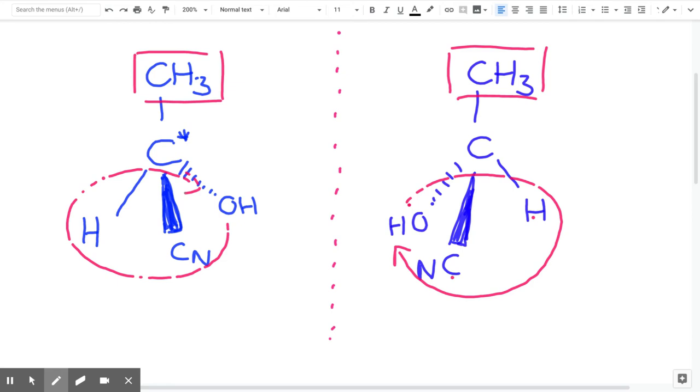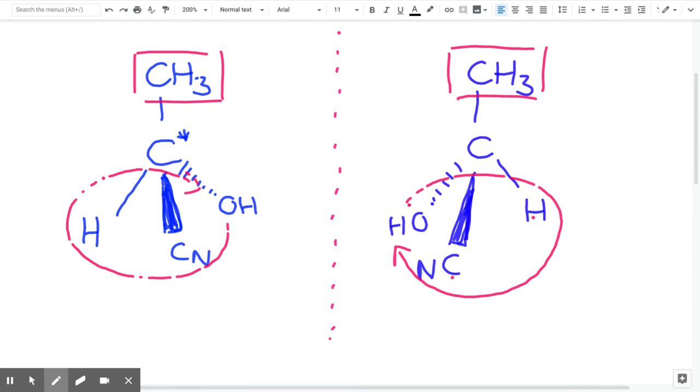Chemically, they are the same: same molecular formula, same chemical reactivity. But these are now chiral molecules. They're now optical isomers, and they will interact differently with plane polarized light, which is one way of differentiating them. One of them will rotate that light in a clockwise direction. The other one will rotate it in an anti-clockwise direction by equal and opposite amounts.